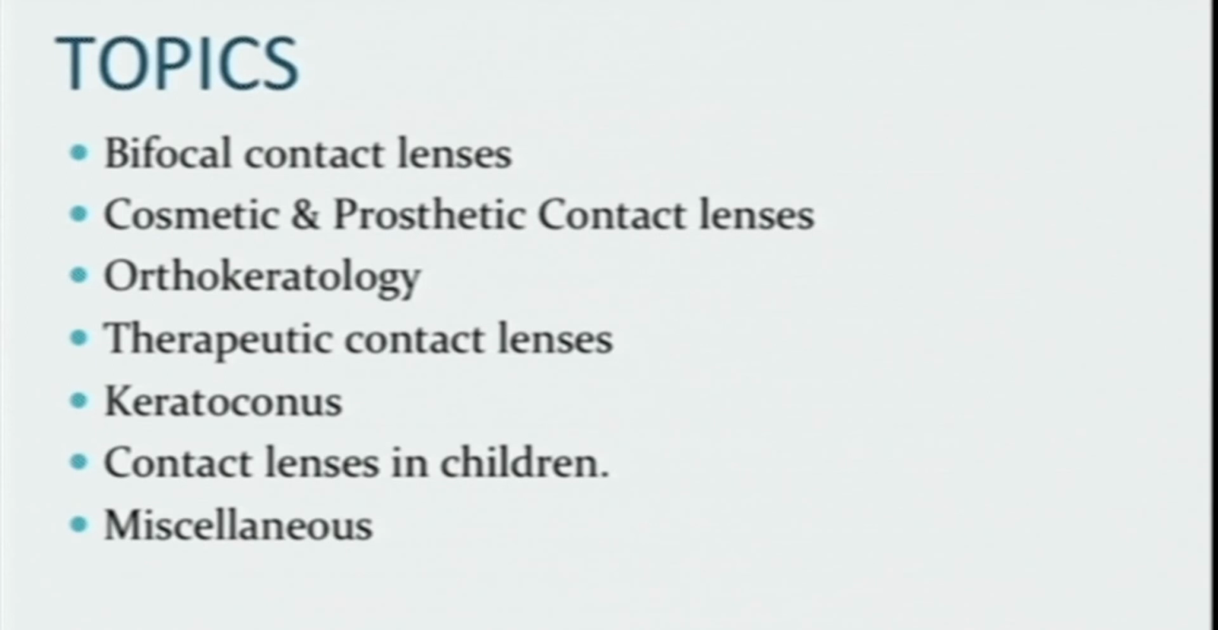Since there is paucity of time, we can have the other types of contact lenses available: bifocal contact lens, cosmetic and prosthetic lens, orthokeratology, therapeutic contact lenses, keratoconus contact lenses, contact lenses in children, and miscellaneous. Orthokeratology is a different type of lens where you have reverse geometric curve lenses, which are used during night time, and the patient removes the lens in the morning. And usually the pre-LASIK patients are better for the orthokeratology lenses.